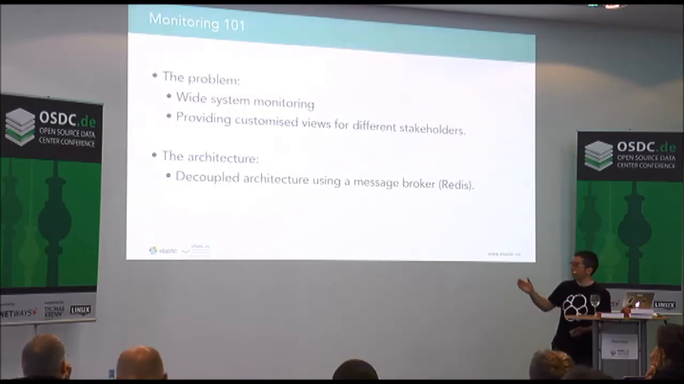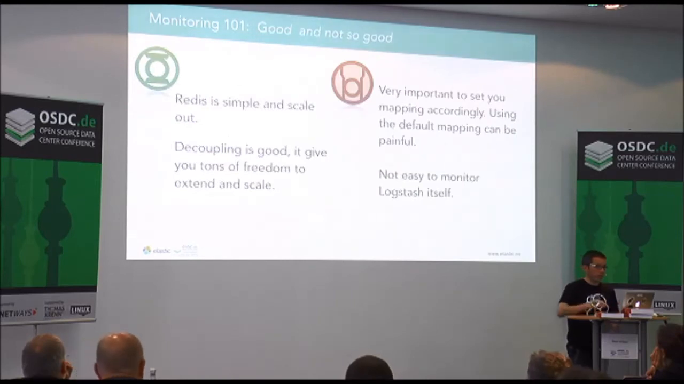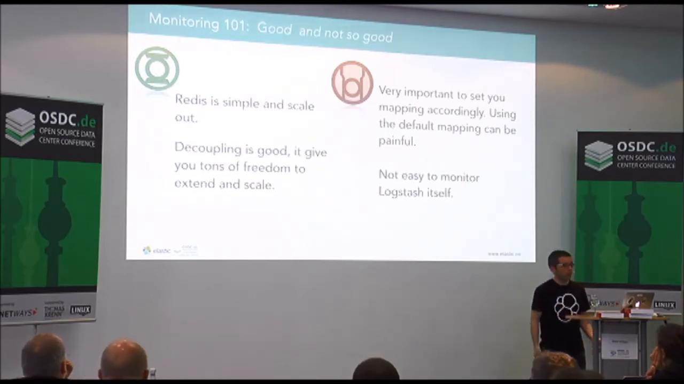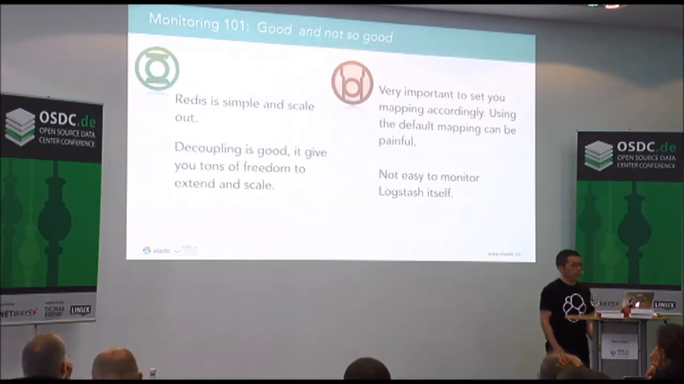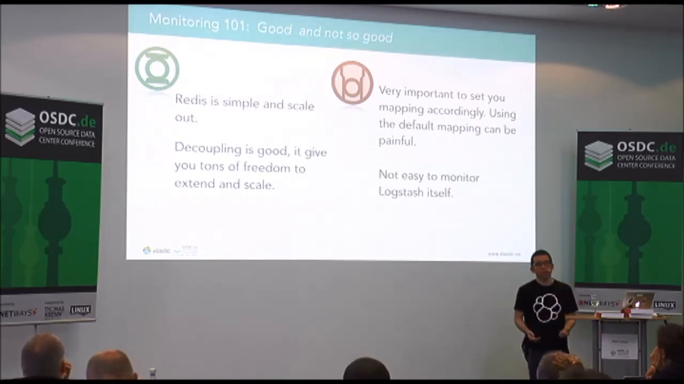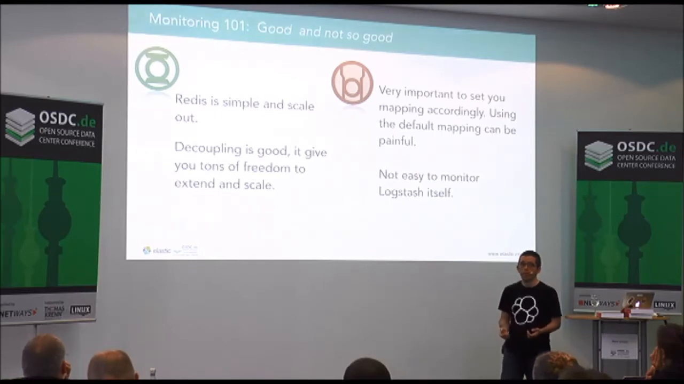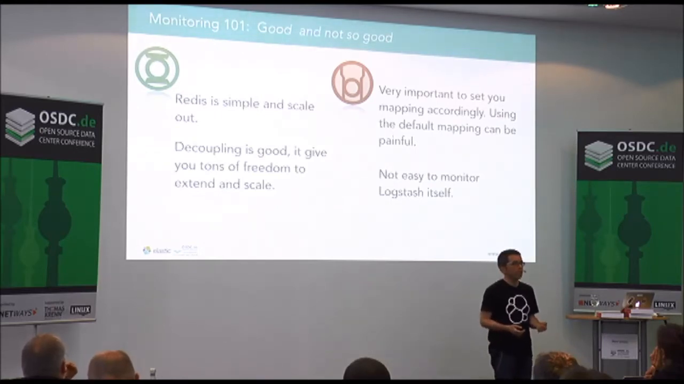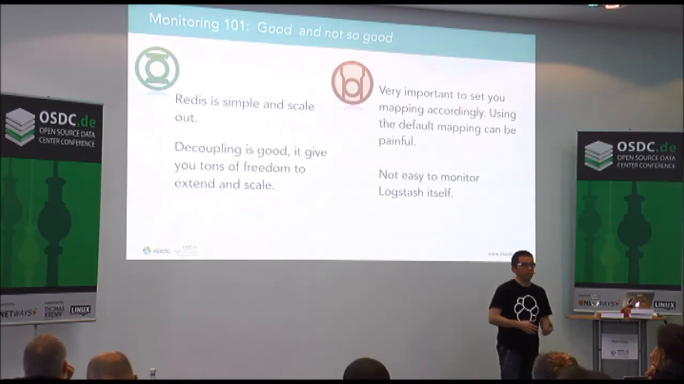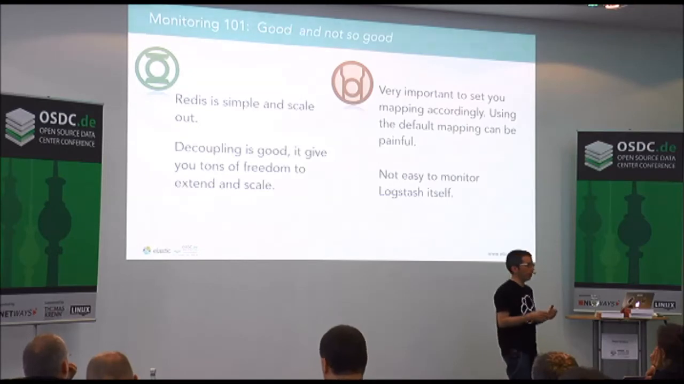And they basically built the coupled architecture using Redis as a broker. As I said, Redis is easy to scale, it's simple, it works, and the coupling is good. It gives you tons of freedom to extend. You would not realize how many people are still building architectures that are highly coupled. So they are all working together, and they have single points of failure. If something happens to this system, everything blows up.